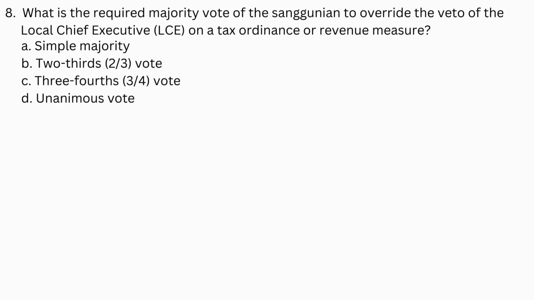Number 8, what is the required majority vote of the sanggunian to override the veto of the local chief executive on a tax ordinance or revenue measure? A. Simple majority. B. 2/3 vote. C. 3/4 vote. D. Unanimous vote.